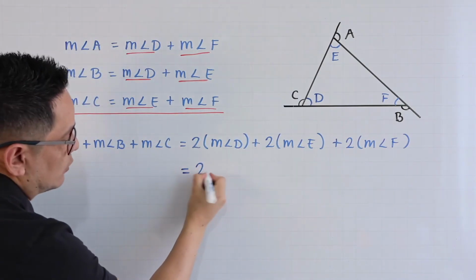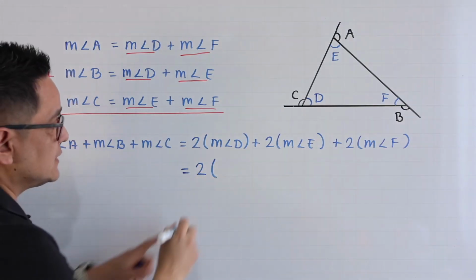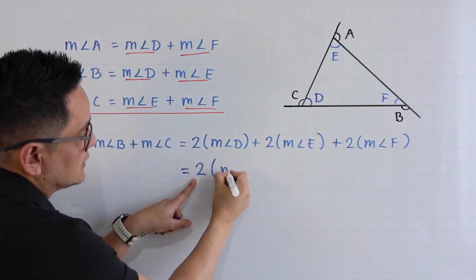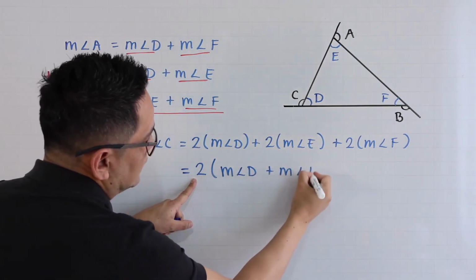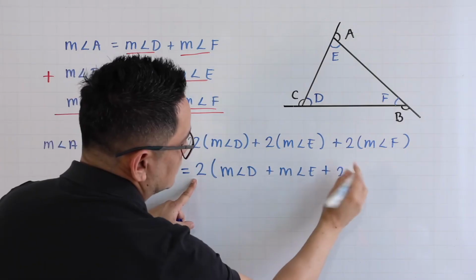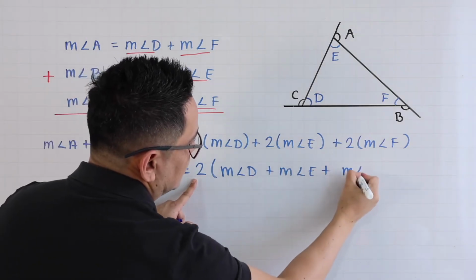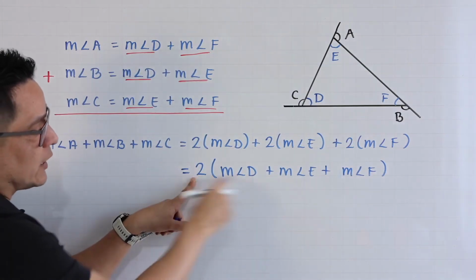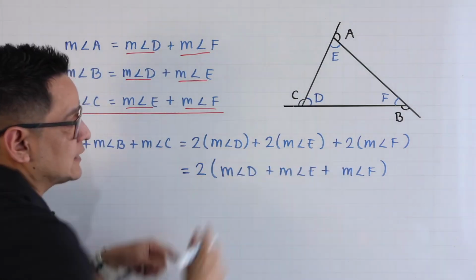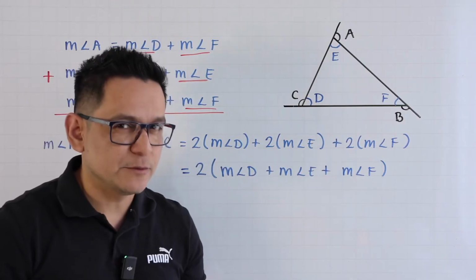So we're going to write the 2, open parentheses, and then inside the parentheses, we'll have the measure of angle D plus the measure of angle E, and plus, not the 2 anymore, right? The measure of angle F. See, it's as if I multiplied the 2 by each of them, and I would get exactly the same thing, right? We're good so far, right?